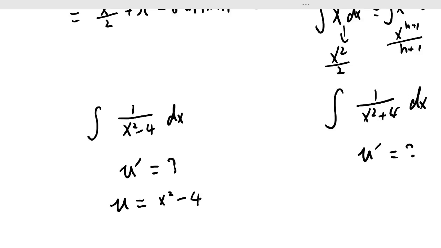So for x squared minus 4 or x squared plus 4, when we take a derivative, that's going to be 2x for both. We cannot make a 2x. We can only make a constant number right now. So for both problems, we are not able to use the u substitution shortcut.